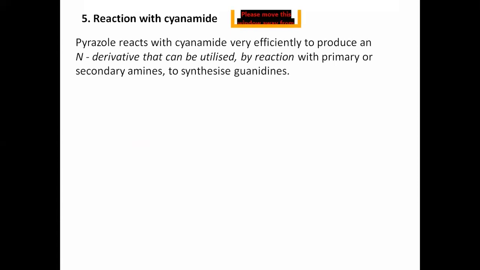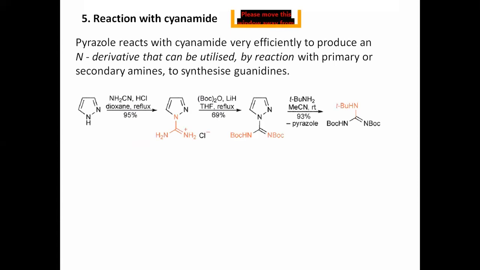So the next reaction is about cyanamide. It is again one special reaction of pyrazole. Pyrazole reacts with cyanamide. What is cyanamide? This is cyanamide, NH2CN. Okay. So again, it is an important reaction. And when you react this pyrazole with cyanamide in the presence of HCl, an acylation type reaction takes place. And again, it produces nitrogen derivatives that can be of very great importance.